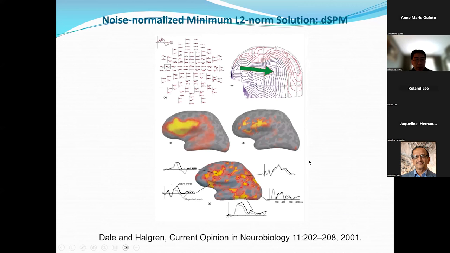Here's a paper from my colleagues Steven Stufflebeam and Matti Hämäläinen. They did the experiment to evoke the prefrontal cortex with some tasks. When they solved the MEG inverse problem, they used the L2 minimum norm. They call it the dSPM solution. And here's the result, figure C. You can see that's a big patch. That's the nature of the L2 minimum norm solution. It has poor, low spatial resolution. Easy to solve, like one line of Matlab code, basically, but the result is a big patch.